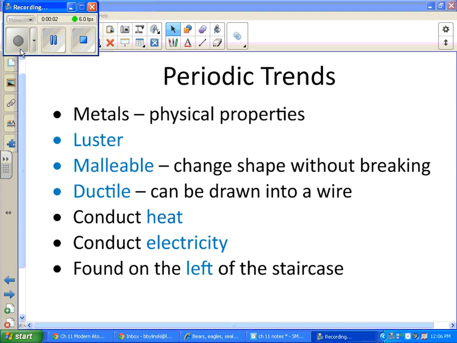Okay, our last lecture for this chapter is about periodic trends, and a trend is a pattern. So I'd like to start you out with a little bit of a review. We did learn metals in semester 1, and just some physical properties of metals.